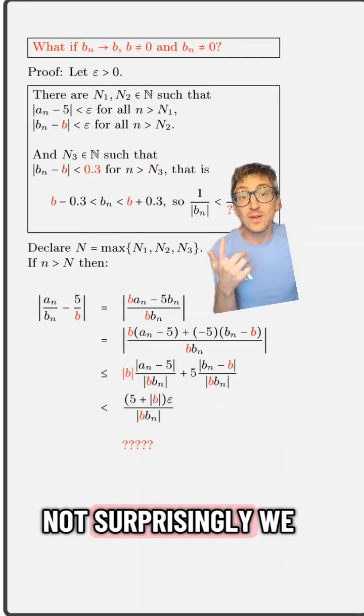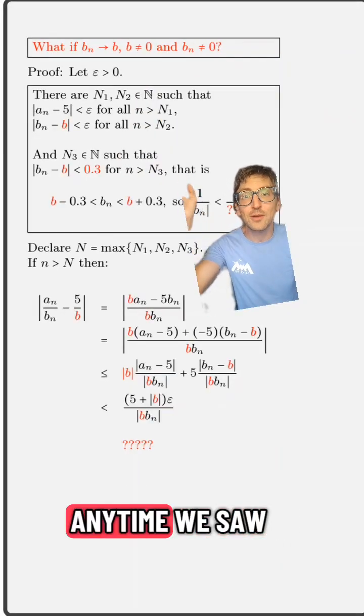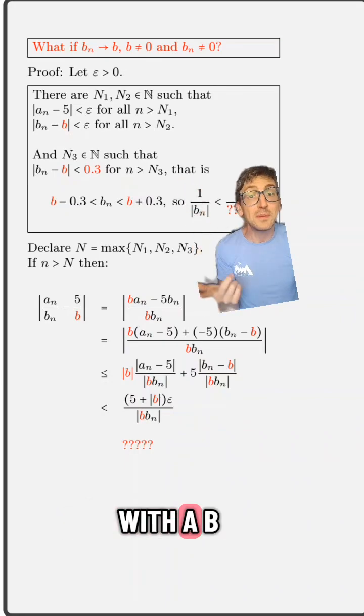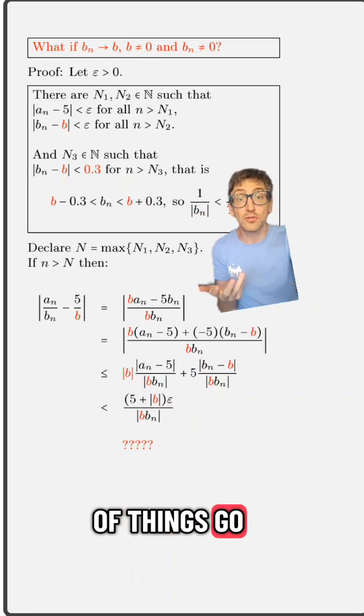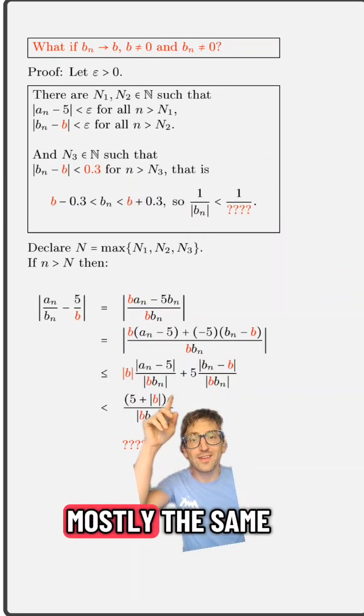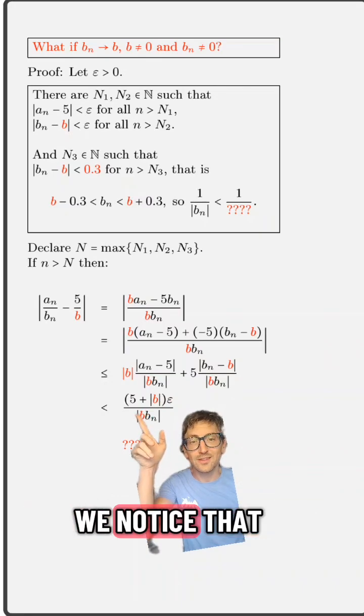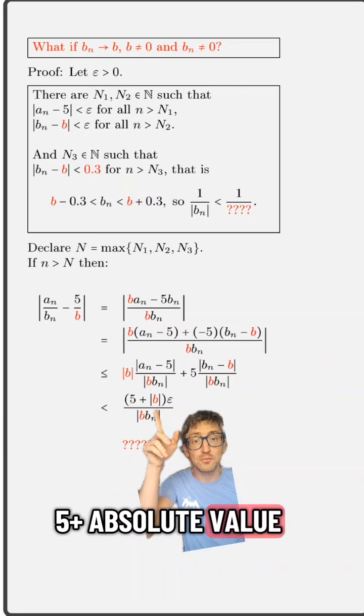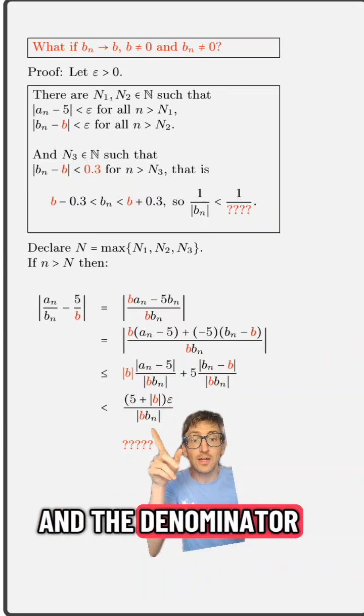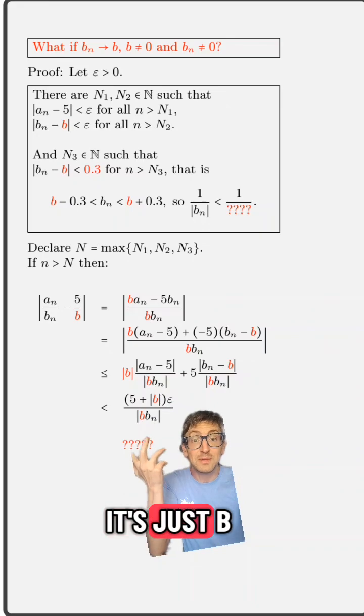Not surprisingly, we start by just doing a find and replace. Anytime we saw a 7, we're going to replace it with a b. And lots of things go through unchanged. The algebra is mostly the same. And actually here, once we combine and do a little bit of factoring, we notice that the numerator is 5 plus absolute value of b times epsilon. And the denominator, instead of 7bn, is just b times bn.